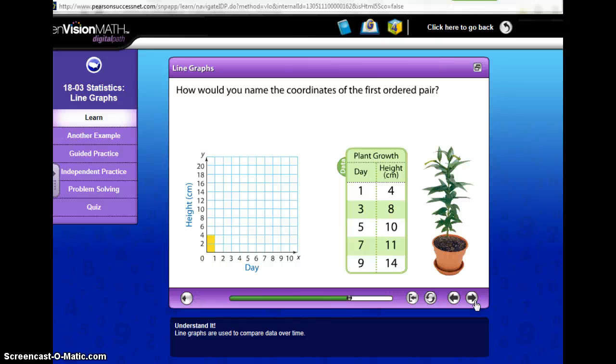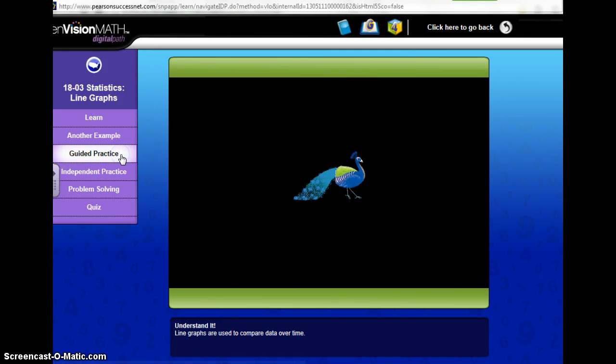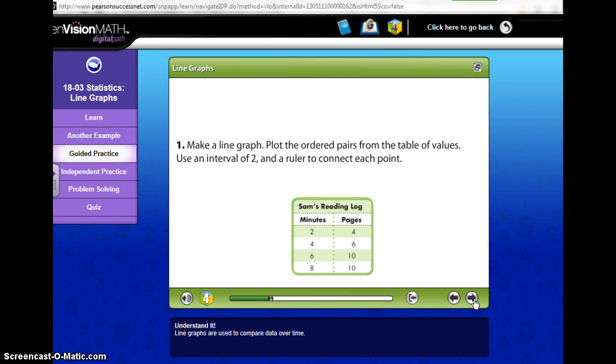Okay, so I need some helpers. Now I took this information right here and I copied it over there because we're going to make ourselves a graph that looks just like this. So Sam, we're using you. This is your reading log. He read 2 minutes on the first day, 4 pages he got. 4 minutes, 6 pages, and so forth. Okay, keep in mind this is made ahead of time.